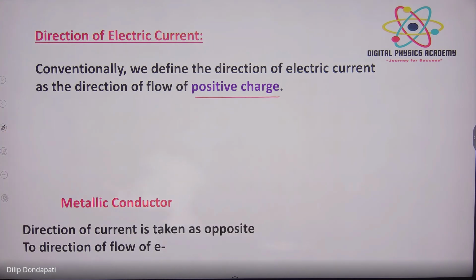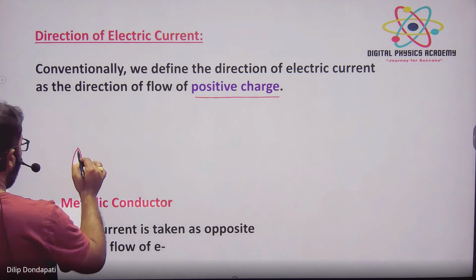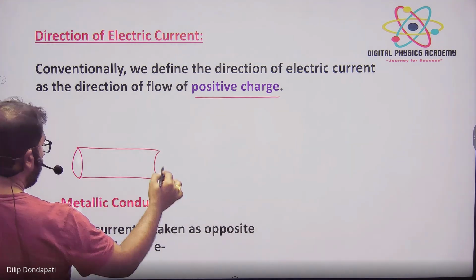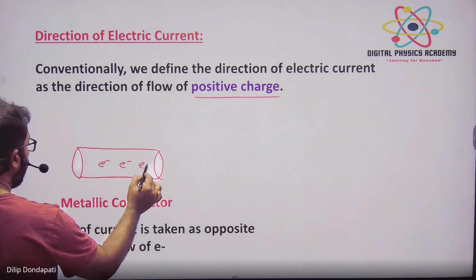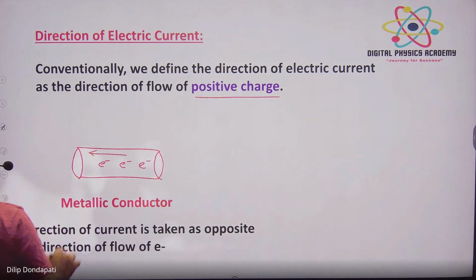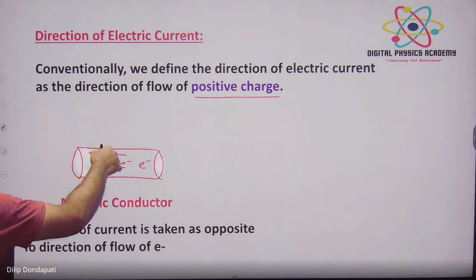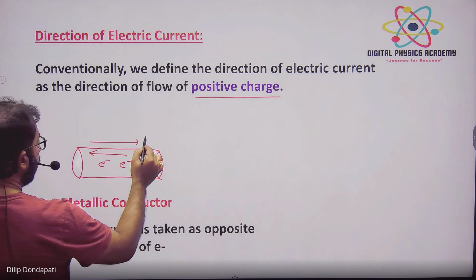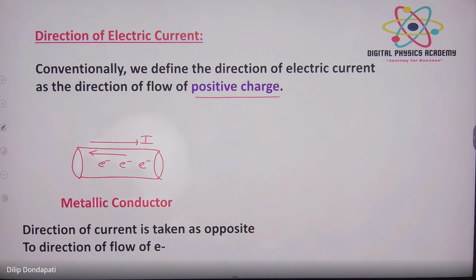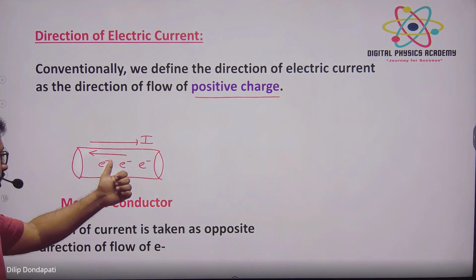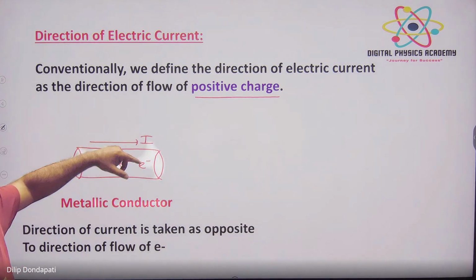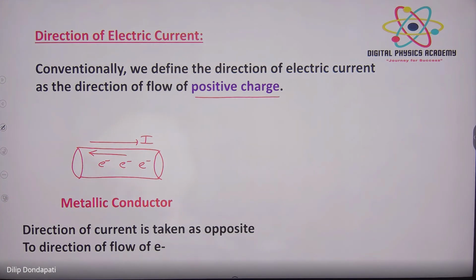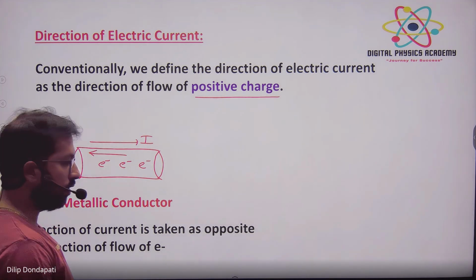Suppose there is a metallic conductor, the kind we normally see. Suppose electrons are flowing in this direction. The current will flow in exactly the opposite direction in metallic conductors. That means negative charges are flowing in this direction, and positive charges are flowing in the opposite direction, so we take that as the current. So the direction of current is taken as opposite to the direction of flow of electrons in metallic conductors.